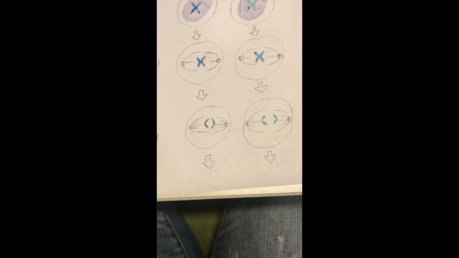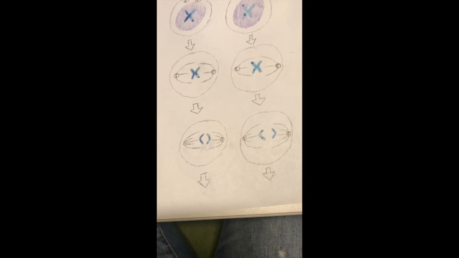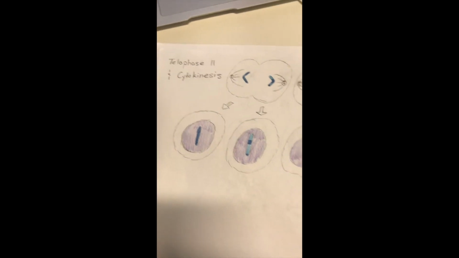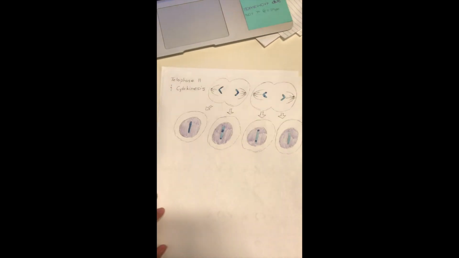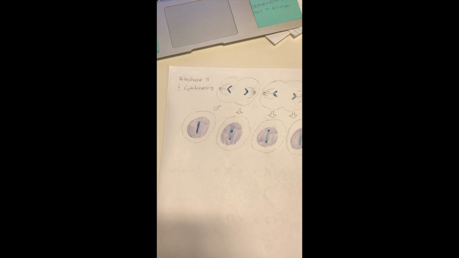In anaphase 2, centromeres separate and the spindle fibers contract and pull sister chromatids apart to opposite ends of the cell. In telophase 2, a nuclear membrane forms around each haploid set of chromosomes.